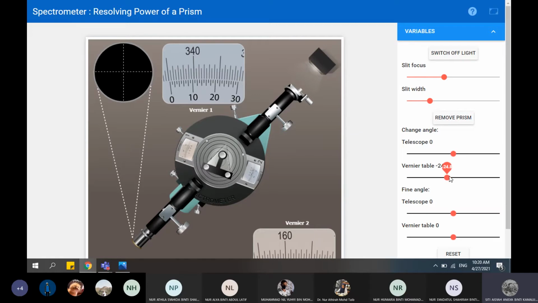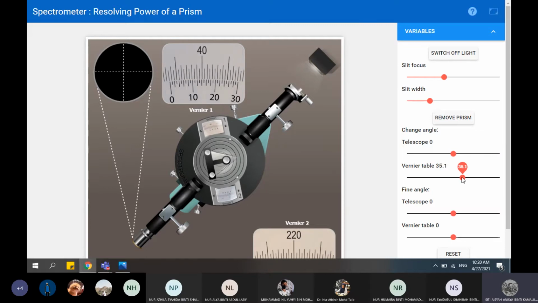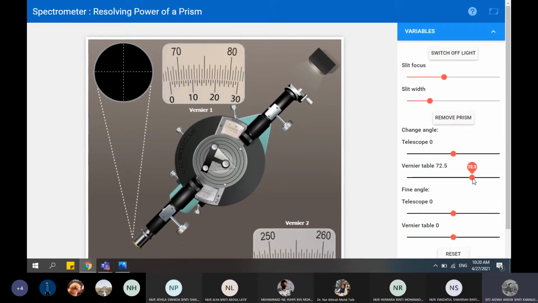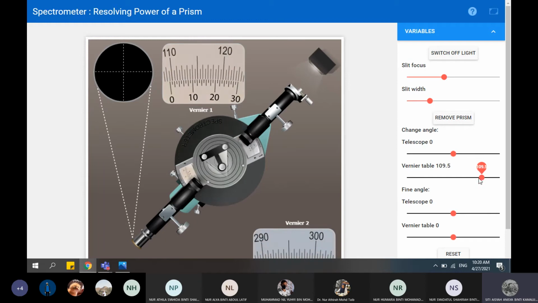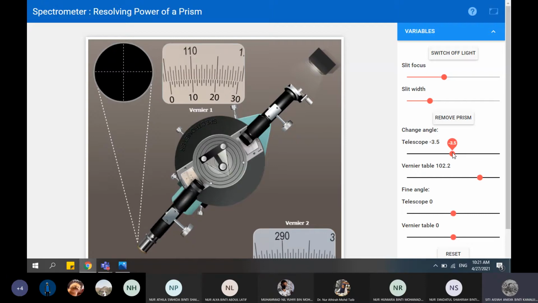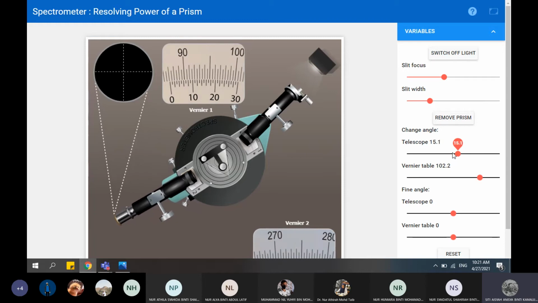So we move the prism. Then we also can move the telescope to find each color of different rays, to find the emerge rays of different color.